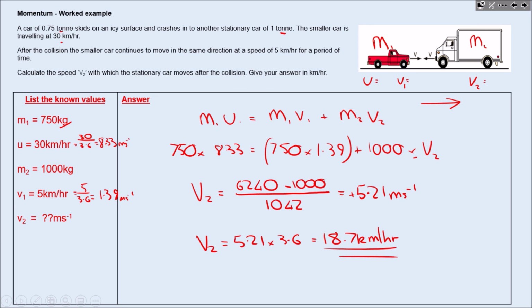Alright, so nice and quick, nice and simple, an easy momentum calculation, and hopefully that ties in with what you've learned already.